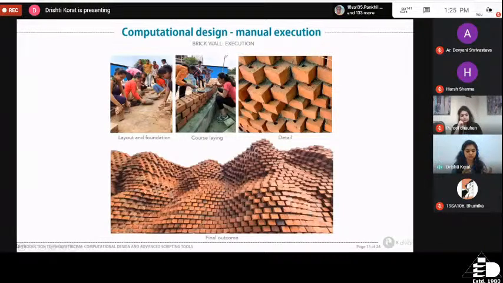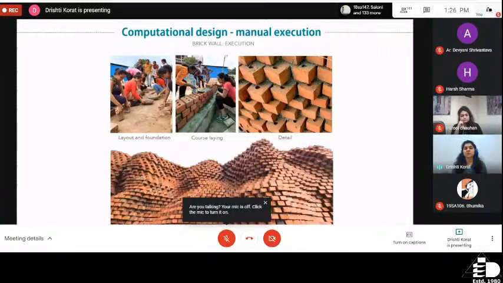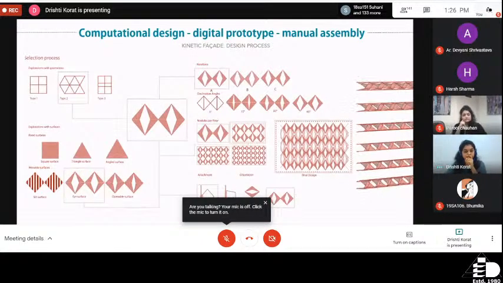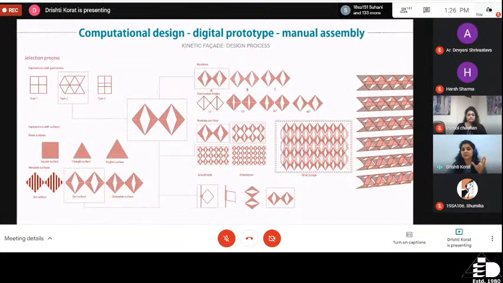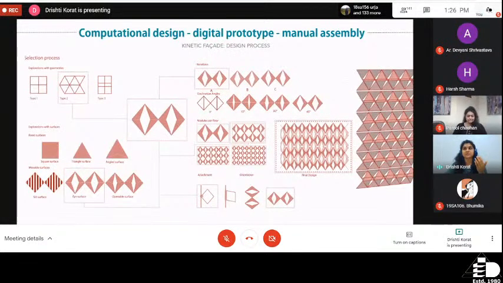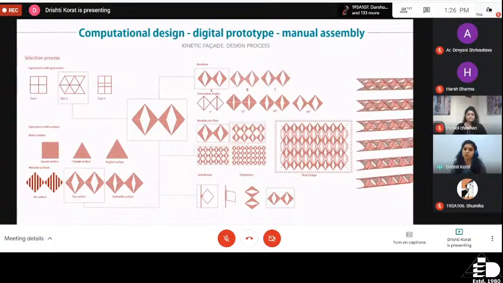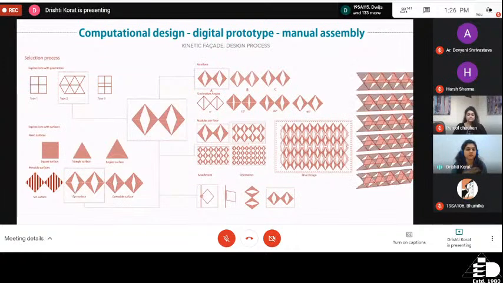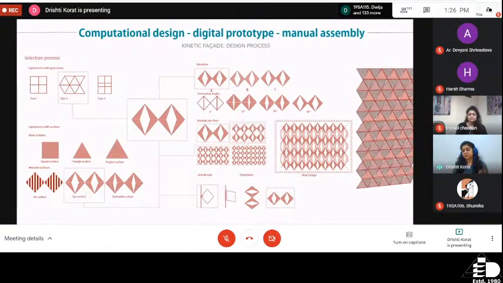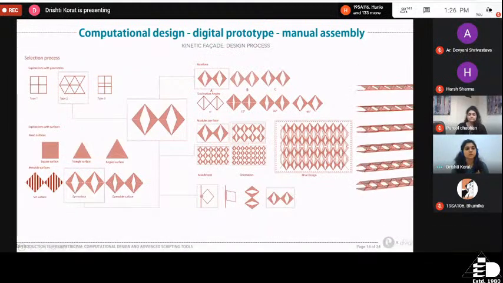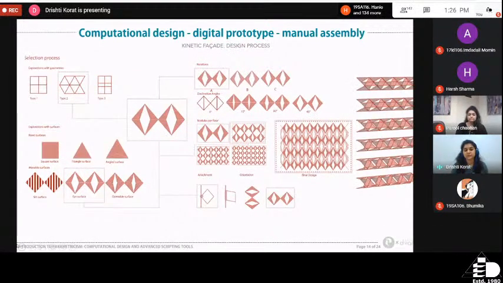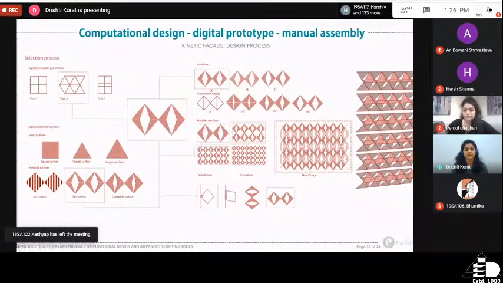So here the workflow is pretty much, in terms of design, computational, but the execution is pretty much manual, or conventional in nature. The next example is of kinetic facade. We've seen these famous buildings by, say, Heatherwick, where he used those flutes which are going around. Kinetic architecture is another field that is coming up, and a lot of designers are experimenting with it. So this is basically the design process of a kinetic facade that we made at CEPT.